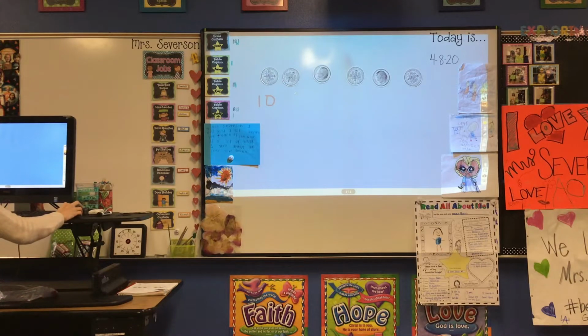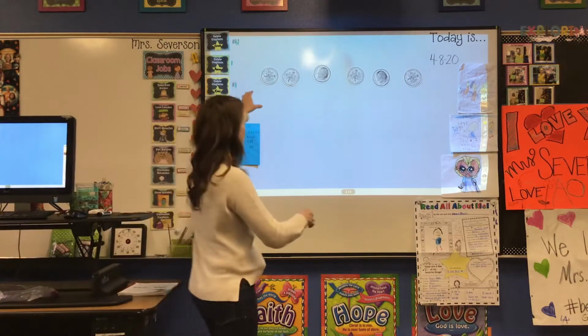10, 20, 30, 40, 50, and 60. So how much money did we have all together? We had 60 cents in our pocket. When we see a dime, we count by tens. Great job. All right, let's go ahead and try those nickels.